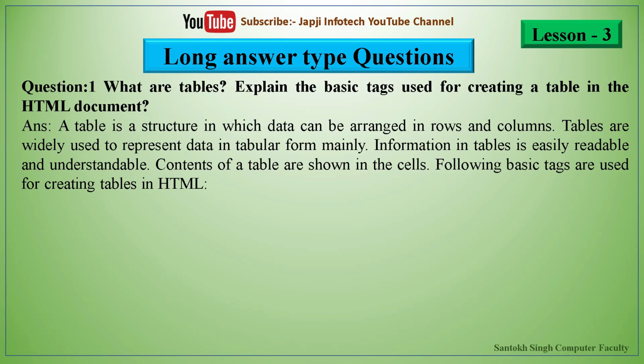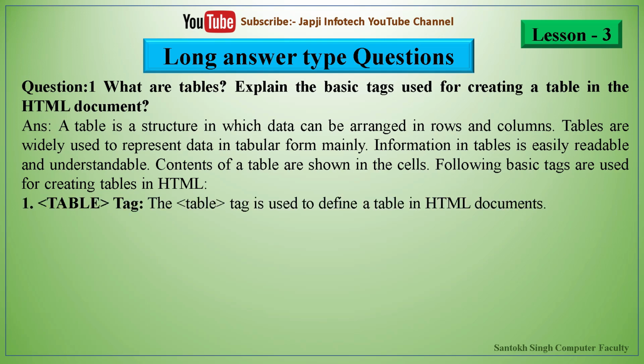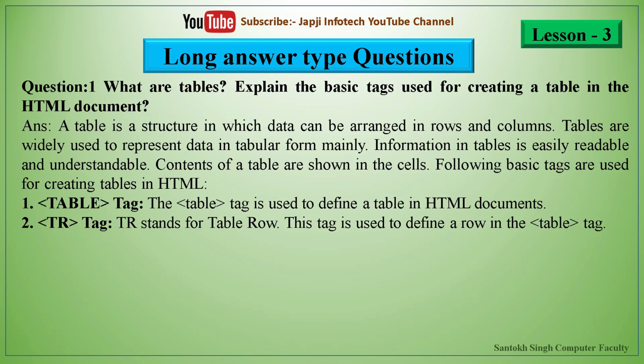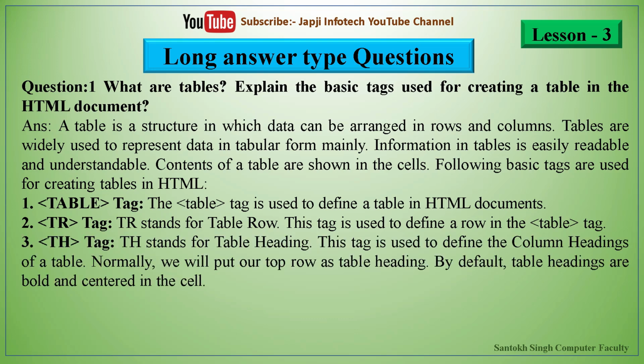Following basic tags are used for creating a table in HTML. The first one is the table tag. The table tag is used to define a table in an HTML document. The second one is the tr tag. Tr stands for table row. This tag is used to define a row in the table tag. Third one is the th tag. Th stands for table heading. This tag is used to define the column heading of a table.